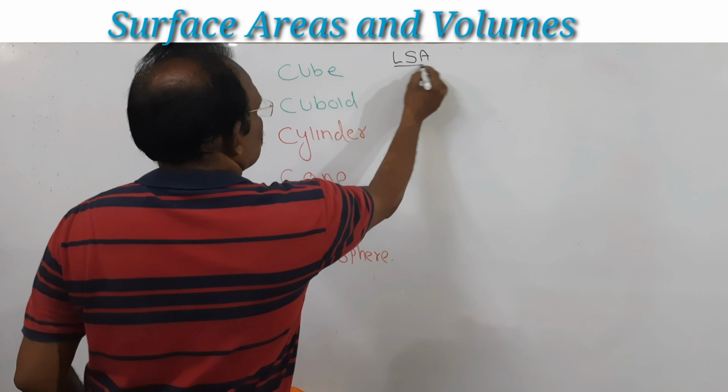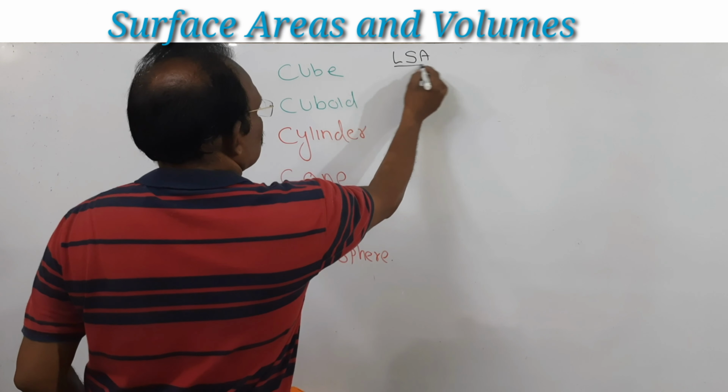Now we will see volume. What is volume? See, since it is just like a cylinder, so we will write pi r square h. But you see one example here.